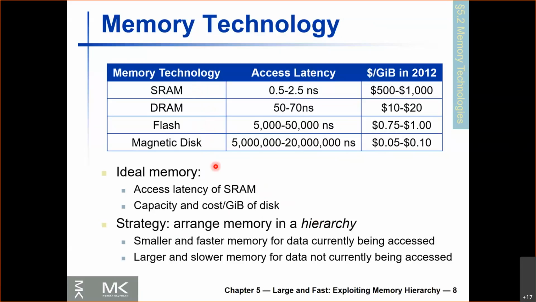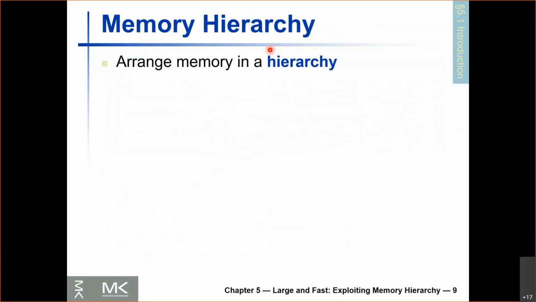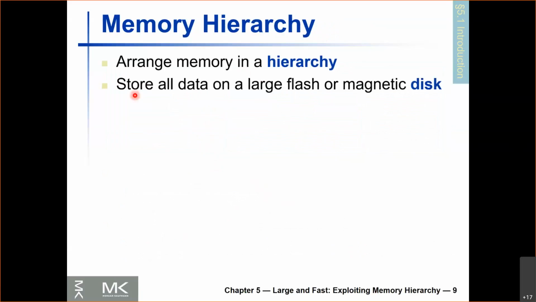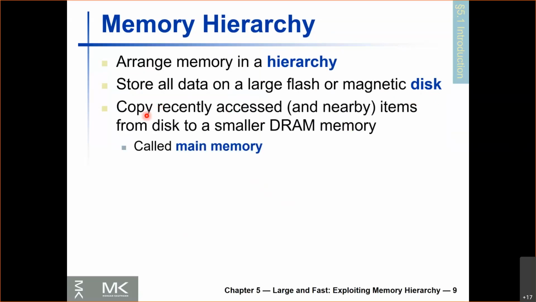Okay. So the memory hierarchy is going to look like this. We're going to arrange memory in a hierarchy. We're going to store all the data on a flash or a magnetic disk. So all the data that's in our system needs to be put somewhere, and that's going to go in flash or magnetic disk. And among this data that's in flash or magnetic disk, the data that we are using frequently, we're going to store copies of it in DRAM, and DRAM is going to be smaller than disk because it's more expensive. Okay, so we're going to put the recently accessed data, we're going to put copies of it in DRAM, and this is called main memory.